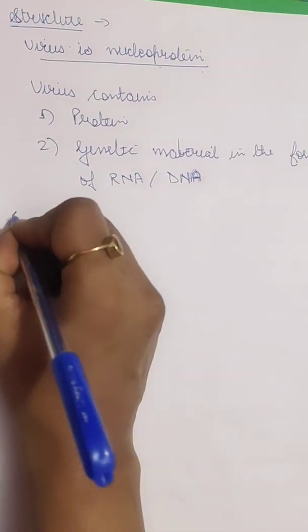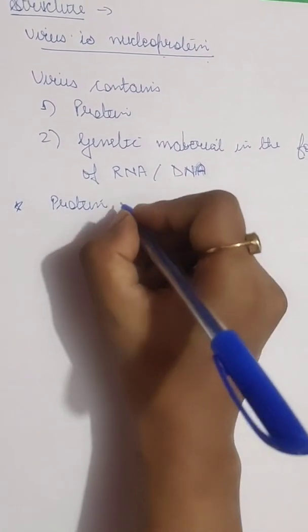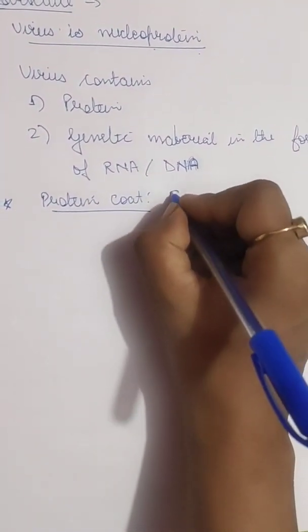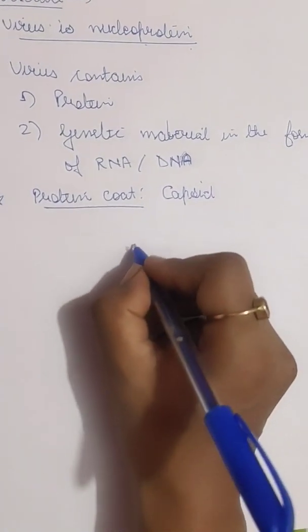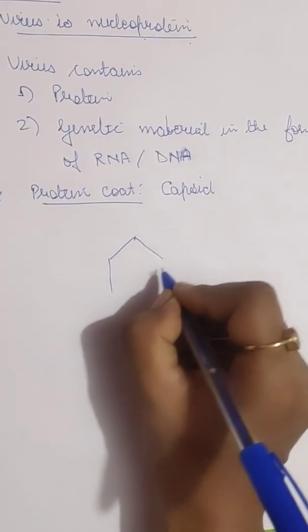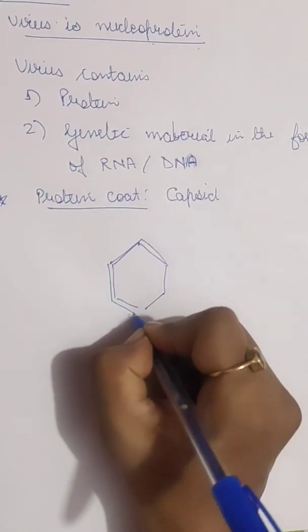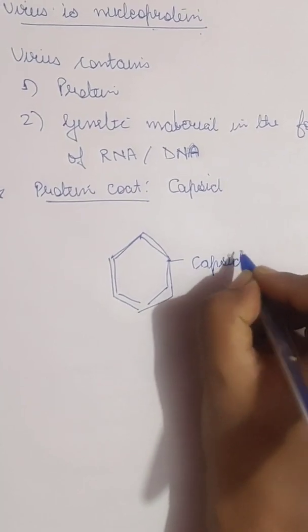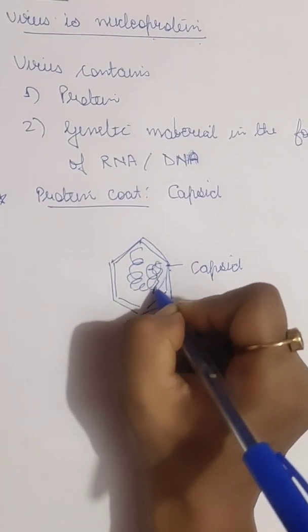They also have a protein coat. This coat is present in order to protect the genetic material. This protein coat is known as capsid. If we see the structure of virus, which is also given in the book, it has a protein coat outside the genetic material, which is called the capsid, and inside it has the genetic material, which is RNA or DNA.